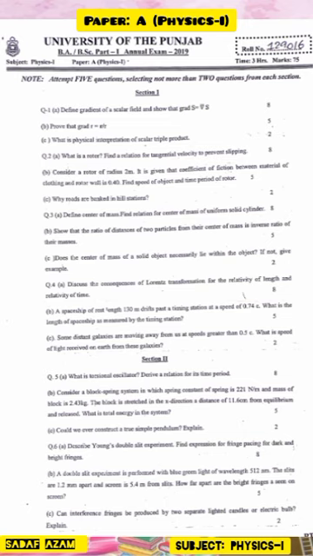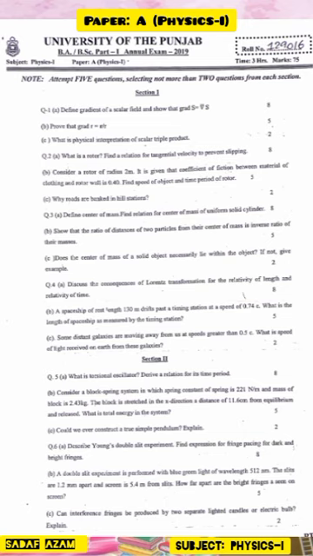Define gradient of a scalar field and show that gradient S is equal to del S. B. Prove that gradient R is equal to R vector over R. C. What is the physical interpretation of scalar triple product?